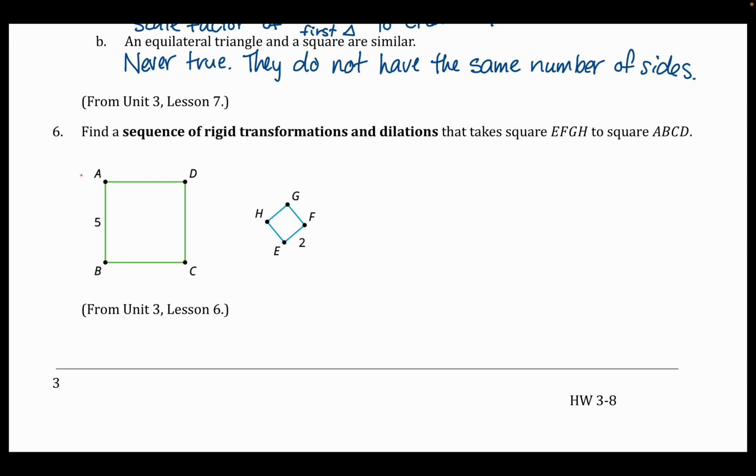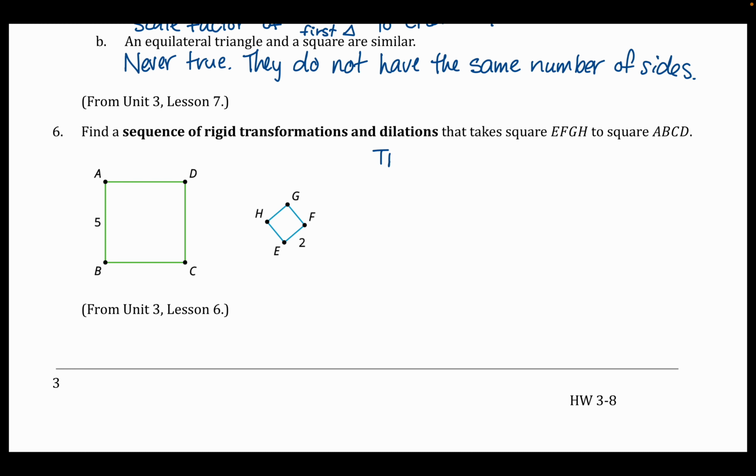I like to check by seeing what direction my letters go in. So A, B, C, D here is going counterclockwise. And I believe E, F, G, H, yep, it is also going counterclockwise. So I don't need to reflect anything. It's only when the order of the letters is going two opposite directions that we have to reflect in order to make them go the same direction. So I'm going to just do the couple steps that I had mentioned.